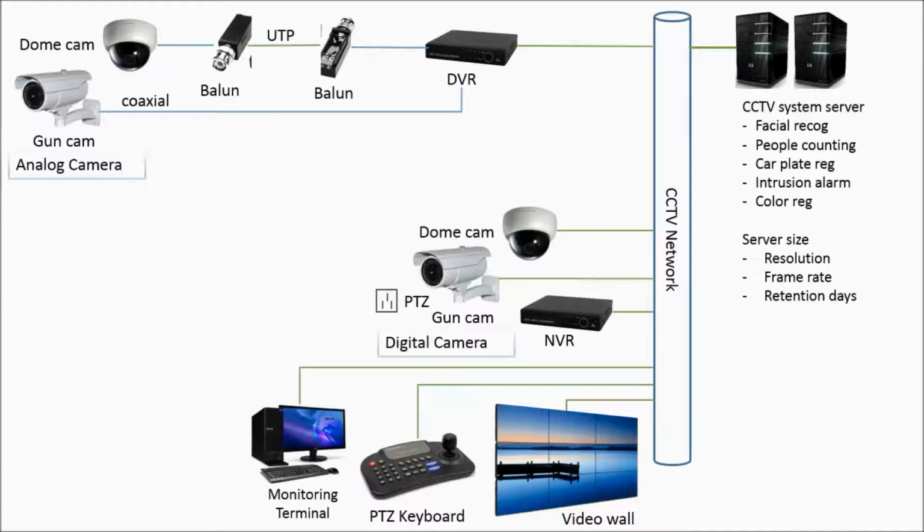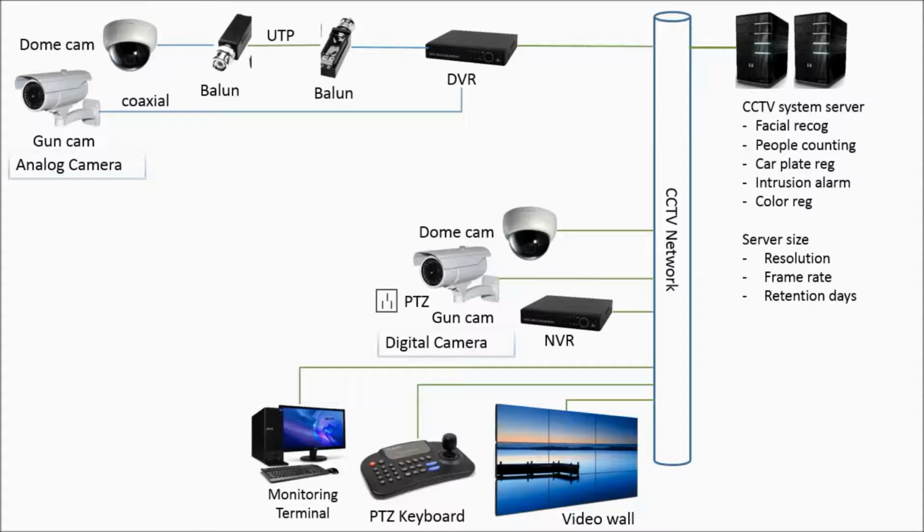A monitoring terminal with the pan tilt zoom control keyboard can be used to control all the pan tilt zoom cameras throughout the data network. The CCTV image can be displayed in a video wall, and thus the video controller is required. The system server can provide the state-of-the-art video analysis nowadays, such as facial recognition, people counting, car plate recognition, intrusion monitoring to generate alarms if someone gets into some of this monitored zone. And they can do color recognition as well.